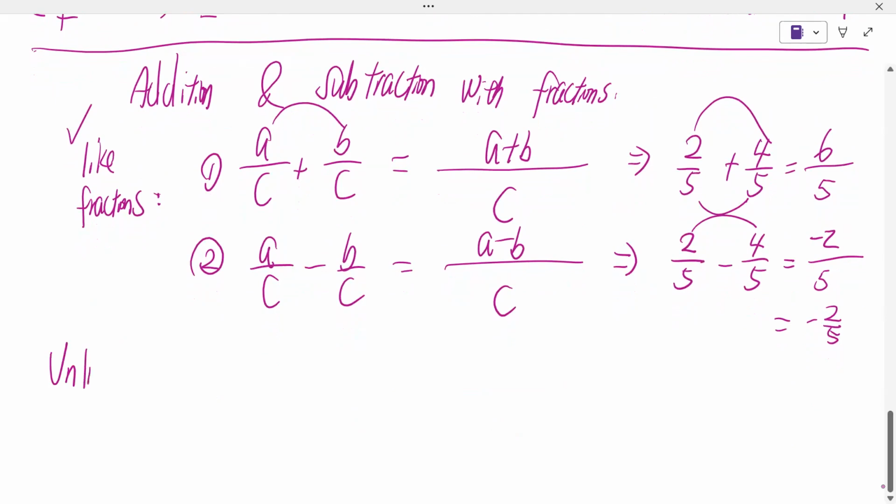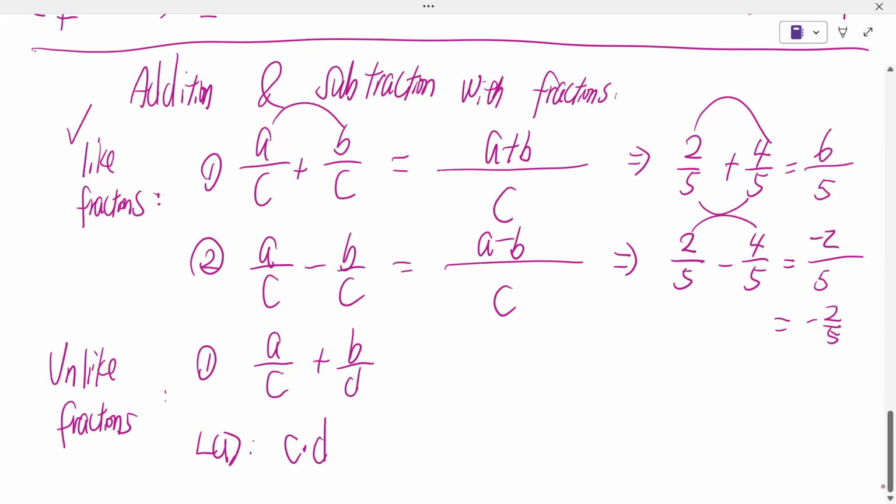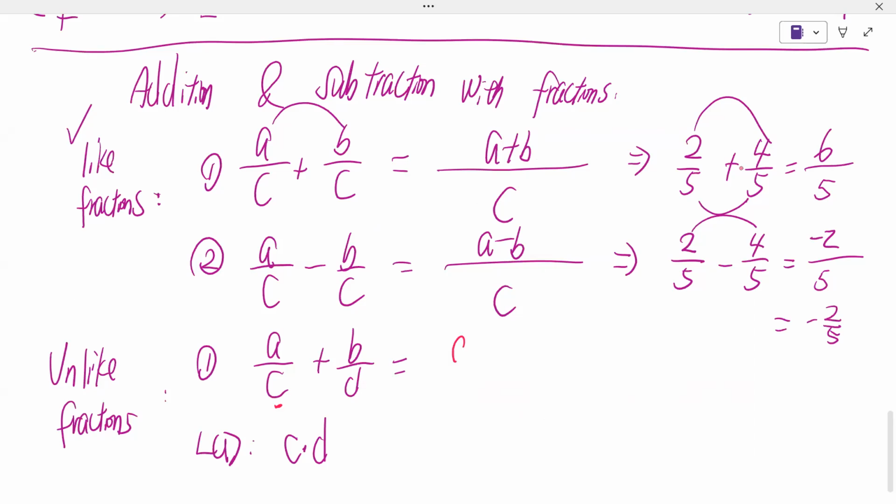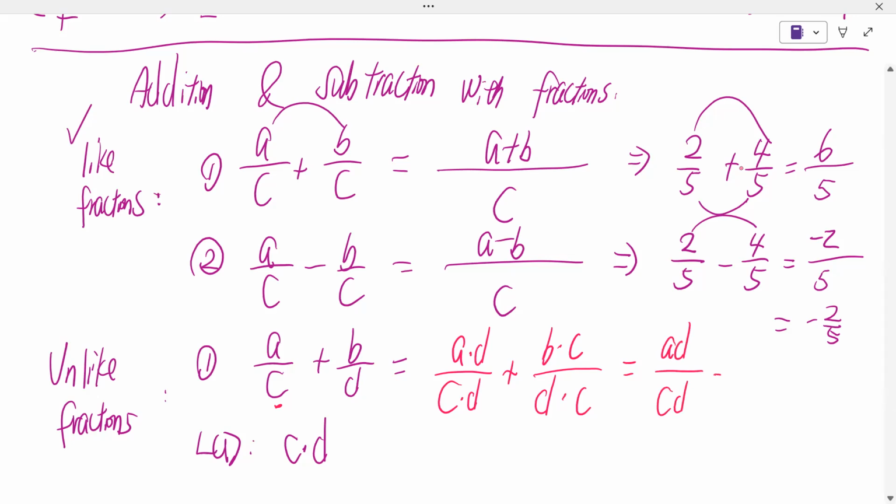If it's unlike fractions, and we add unlike fractions, first one, let's say A over C plus B over D. Now we're going to use the LCD. The LCD, in this case, will be C times D. And so that means we're going to turn both into the LCD first. For the first fraction, you're going to multiply by D, top and bottom. Second fraction, you're going to multiply by C. And now they have the same denominator, CD. And on the top is AD plus BC over CD.